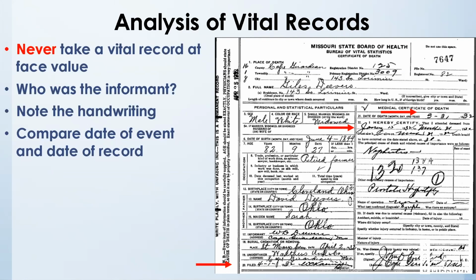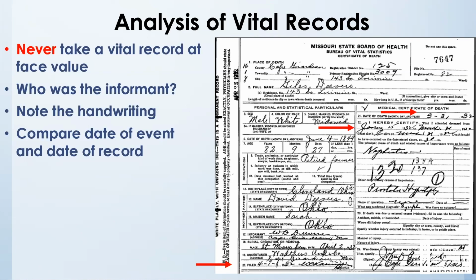Compare the date of the event to the date of record. Sometimes there was quite a delay. In this case, date of death was the 31st of March. The doctor had attended him since January 1932 is the year, so we know how long he was ill. And this was filed on the 1st of April, so pretty quickly, within a day after the death in this case.